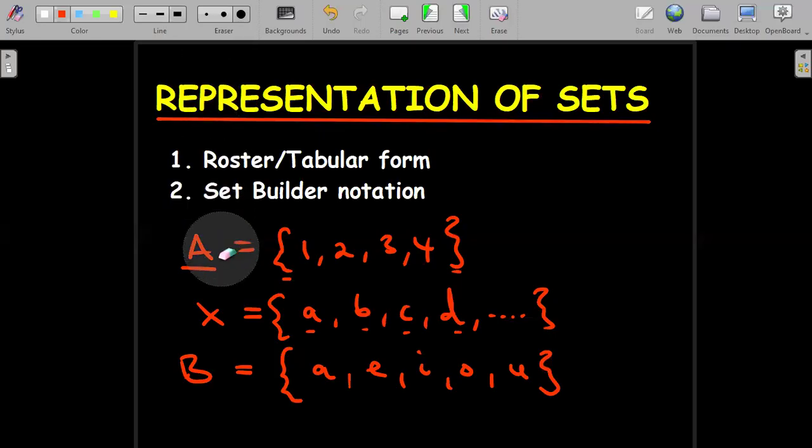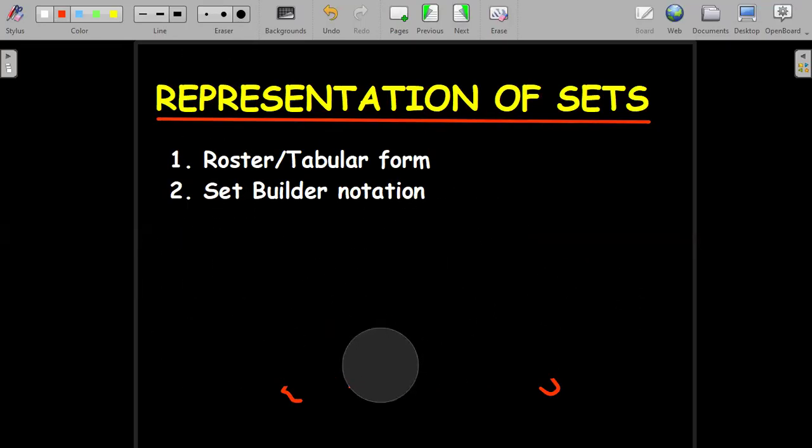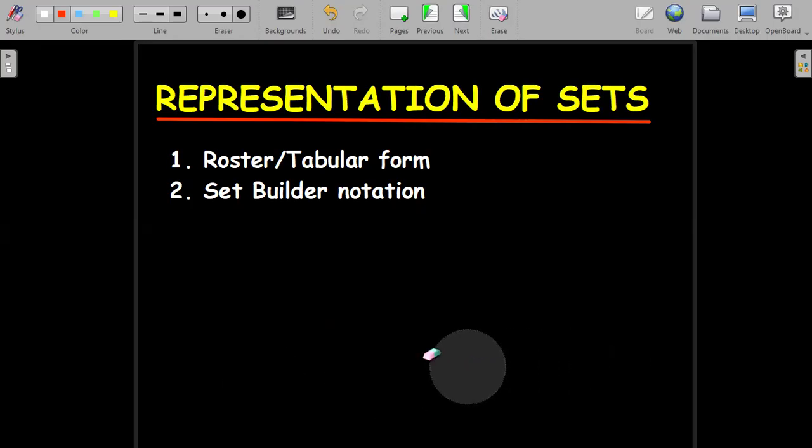Okay, another form of representing sets is the set builder notation. Set builder notation is a form of representing sets by describing and stating the properties that satisfy a given element.